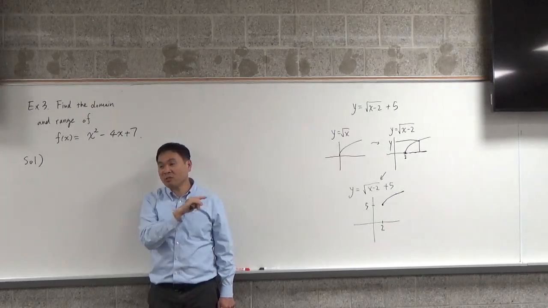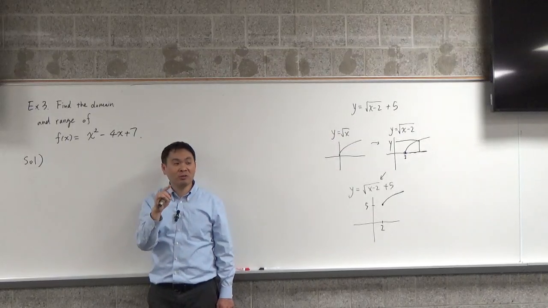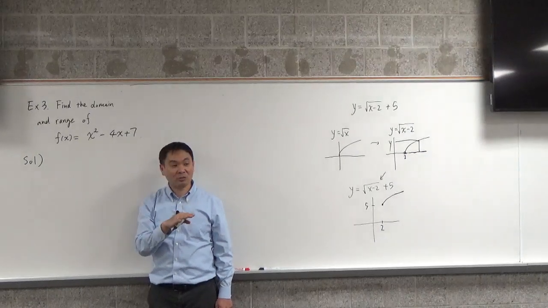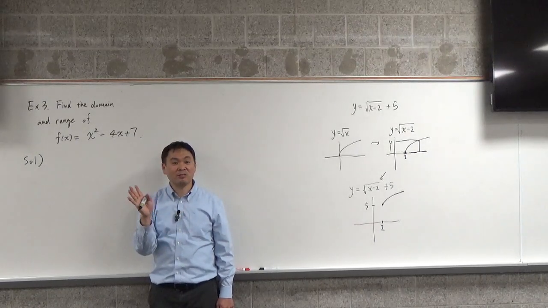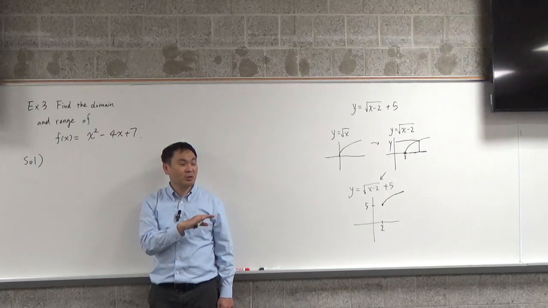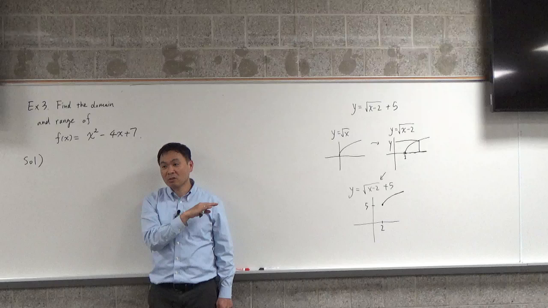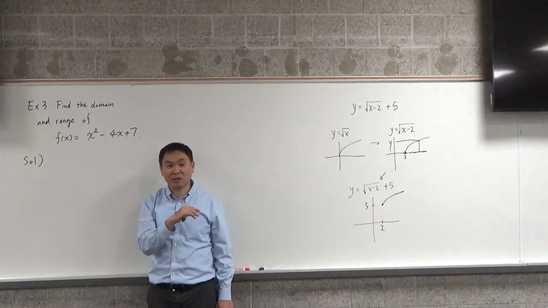Just recall in the previous example, we had a square root. You can't calculate the square root of negative 1 without using complex numbers, right? So in that case, negative 1 is a no-no. However, you could calculate the square root of 0, so 0 was in the domain in our very first example, right?